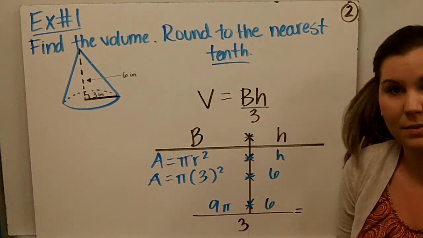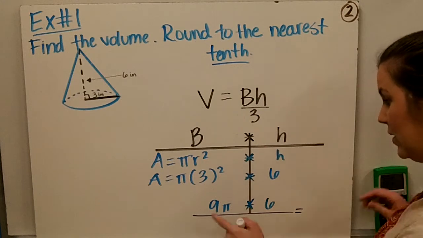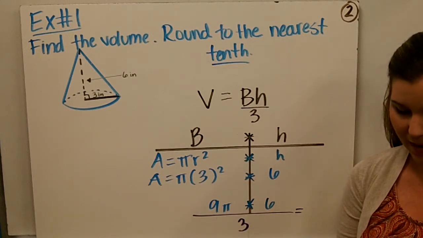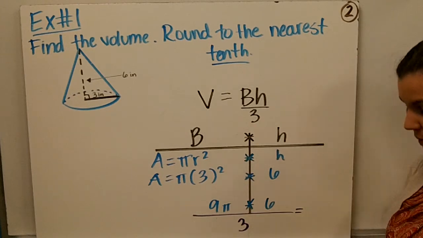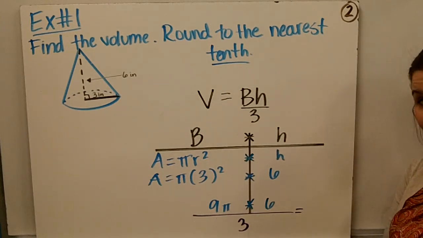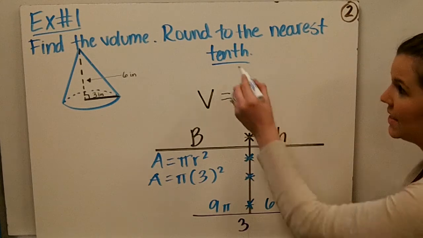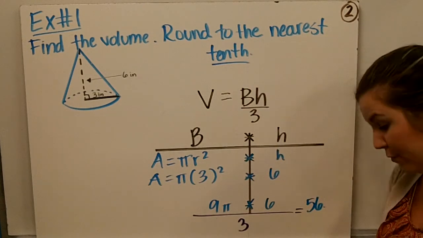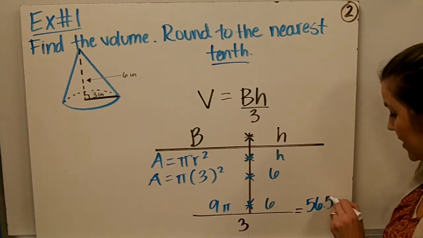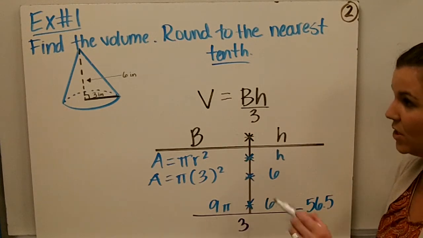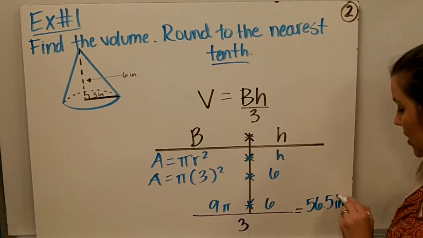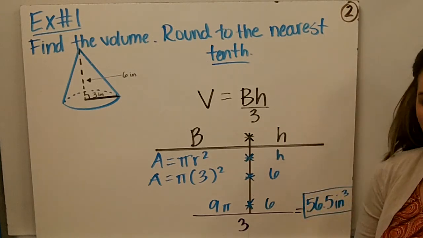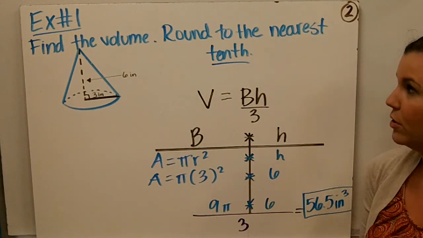9 pi times 6 divided by 3. Well, 9 times 6 is 54. 54 pi divided by 3. And I'm using my calculator, using the pi button. And it says round to the nearest tenth. I get 56.54. So 5 is going to stay the same. And our units are inches cubed. Remember, volume, we have cubic units to the third power for our units.